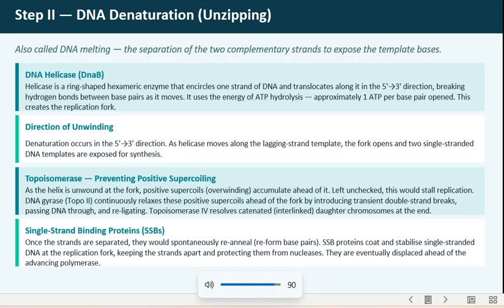And if these are left unchecked, it means that the overwinding would physically stall the what? The replication fork, because it becomes tighter and on one end you have more coils. So it will make the whole replication fork slow. So DNA gyrase continuously relaxes these positive supercoils ahead of the fork.